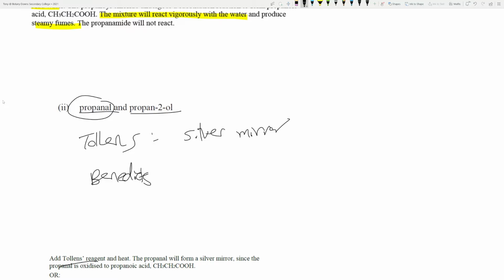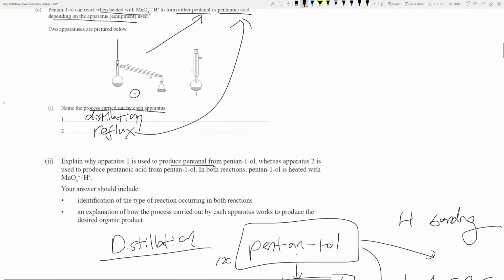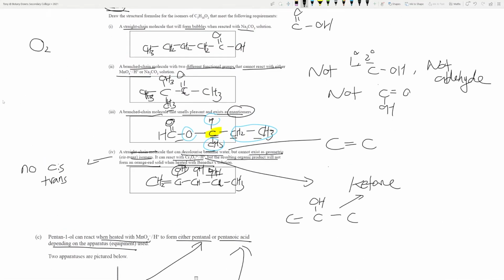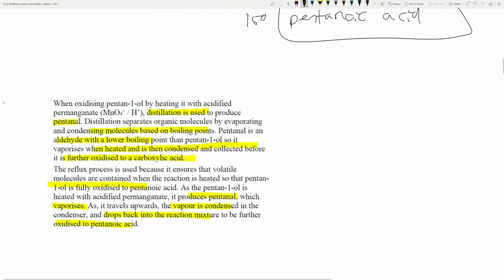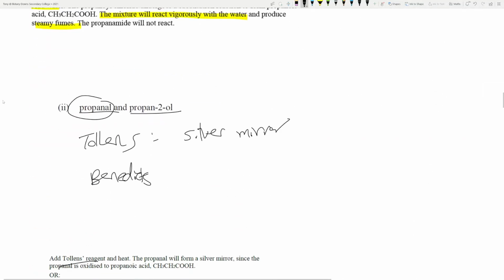Now this is very interesting. Remember going back up here, one of the questions is here. I'm just going to highlight that for you. And this is purely exam technique. Can you see? The organic reaction product will not form a red-orange solid with Benedict's solution. So there you go. So what are you supposed to see with Benedict's solution? If you put it in an aldehyde, you're going to see a red-orange precipitate. Red-orange solid, because they literally gave you the answers in the previous part.